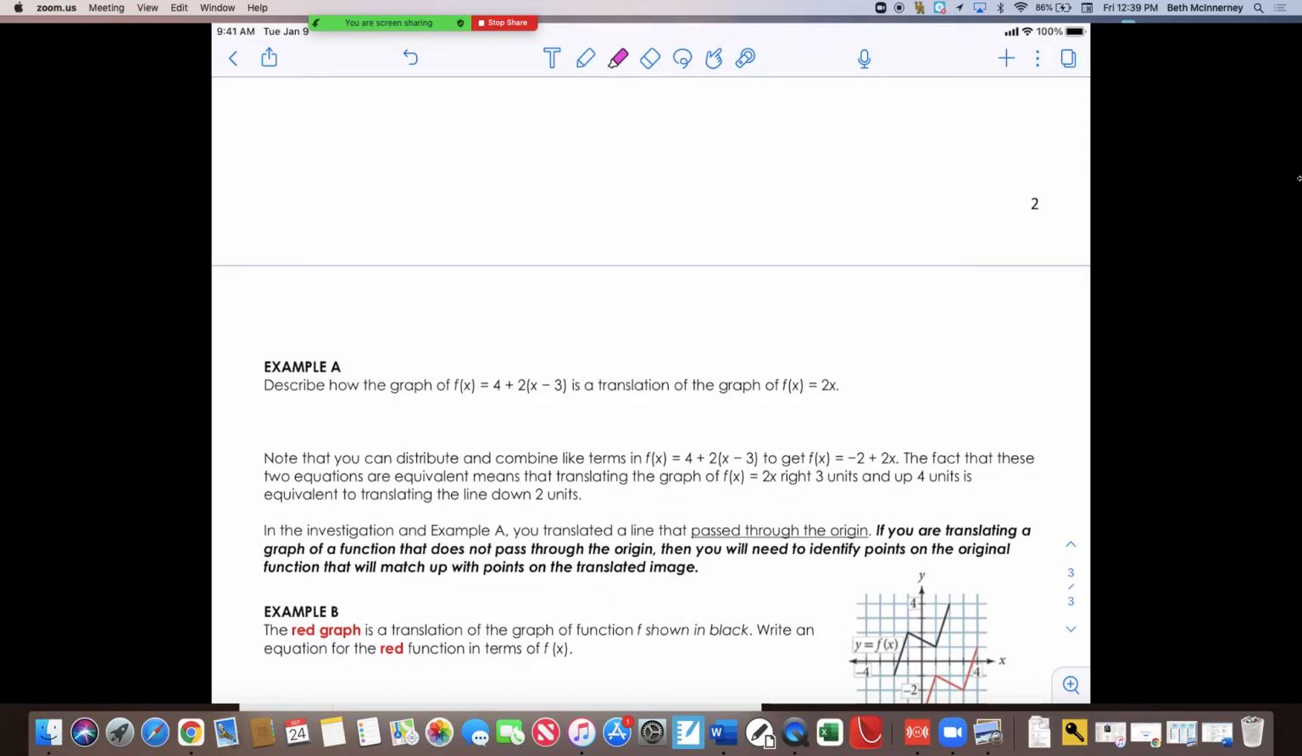Describe how this has been shifted. Do you see, here's my 2 and there's my 2. So anybody want to tackle this? And we could even rewrite it like this if this helps. So what does the 4 do? It goes up 4. And what about that x minus 3? What shift is that? It'll be right 3. There you go.